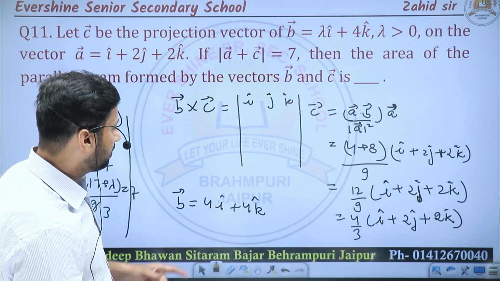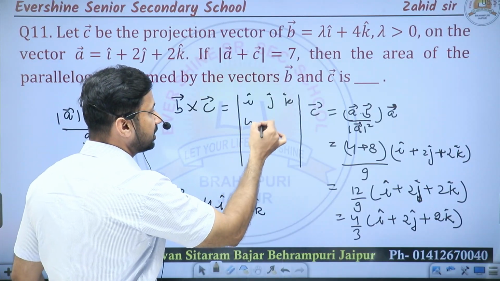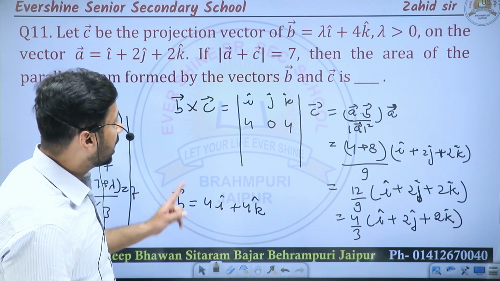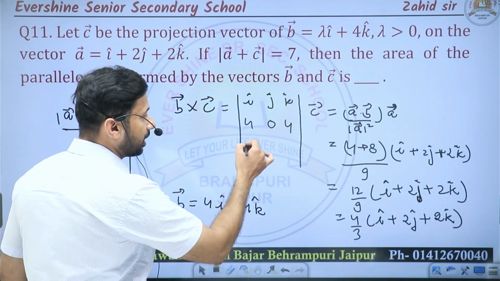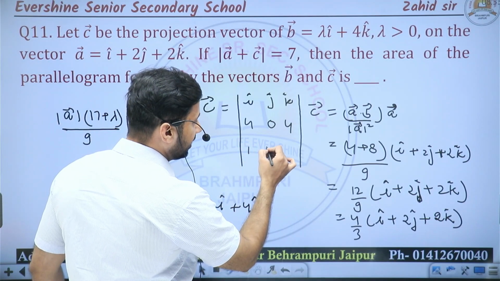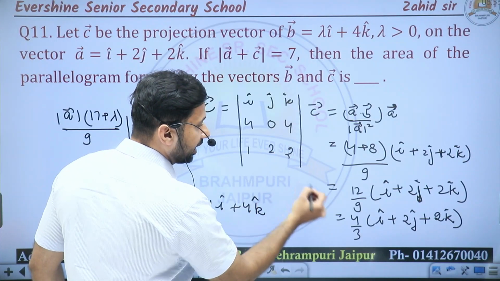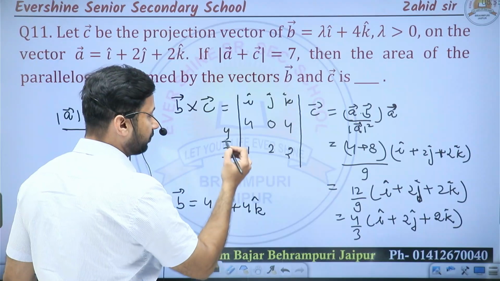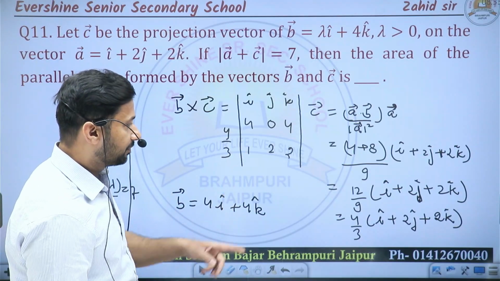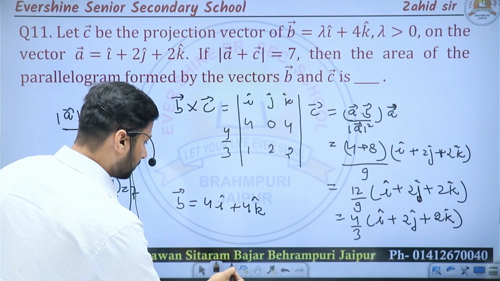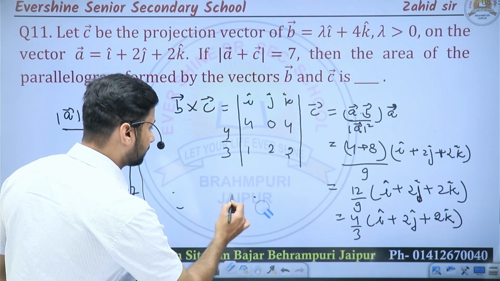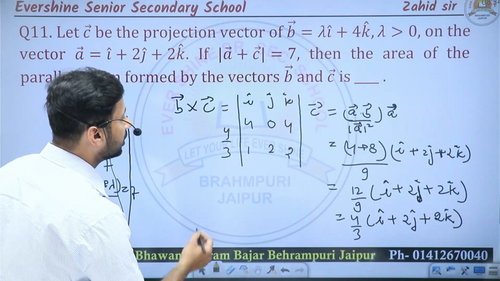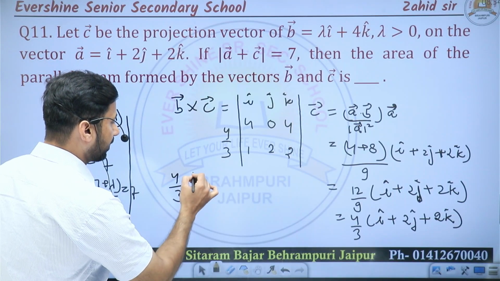Now vector B is 4 i cap, j is 0 and k is 4. Now in C, i is 1, j is 2 and k is 2. And this 4 by 3 can be kept outside of it. Okay, now I can find their cross multiplication. So 4 by 3 will be as it is.